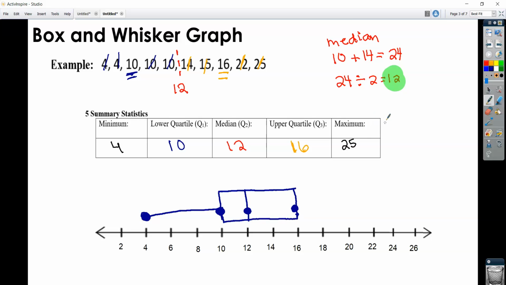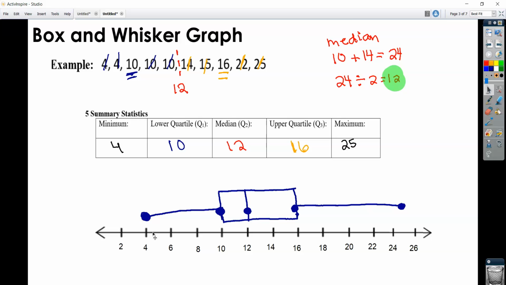Okay, so now we have our box, and then we got to make a point at 25, which is going to be right here between 24 and 26. And so then you just have a straight line over here. And so this box and whisker plot represents the set of values that we have.